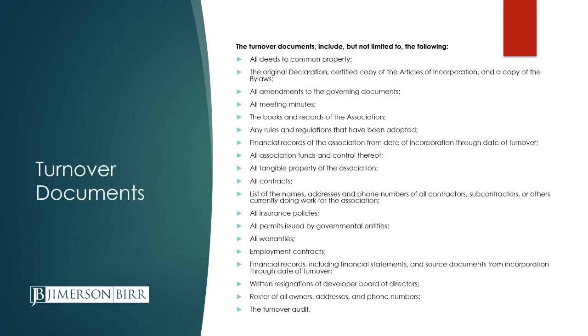Any warranties have to be turned over. If they have employment contracts, if there's any employees of the association, those have got to be turned over. Again, financial records, the developer board of directors all need to provide written resignations, so it's really clear that turnover happened. There should be a roster of all owners, which is for obvious reasons. And then both under the condo statute and the HOA statute, there has to be an audit of the financial records. I find that the audit is frequently excluded. And that's one of the most important documents that you could obtain.